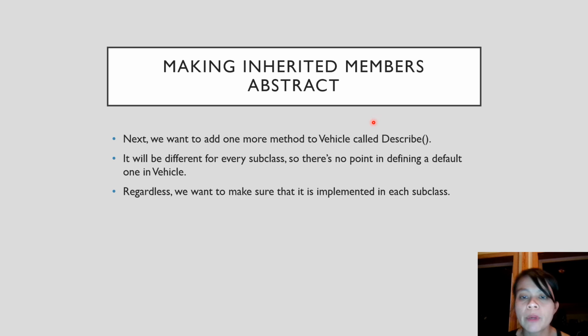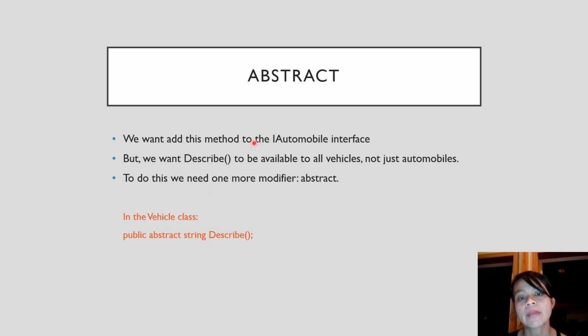Next, we want to add one more method to the vehicle called describe. It'll be different for every subclass, so there's no point in defining a default one in vehicle, right? Regardless, we want to make sure it's implemented in each subclass. So we want to add this method to the IAutomobile interface, but we want describe to be available to all the vehicles, not just the automobiles. So to do this, we need one more modifier, which is abstract. So in the vehicle class, you write public abstract string Describe.